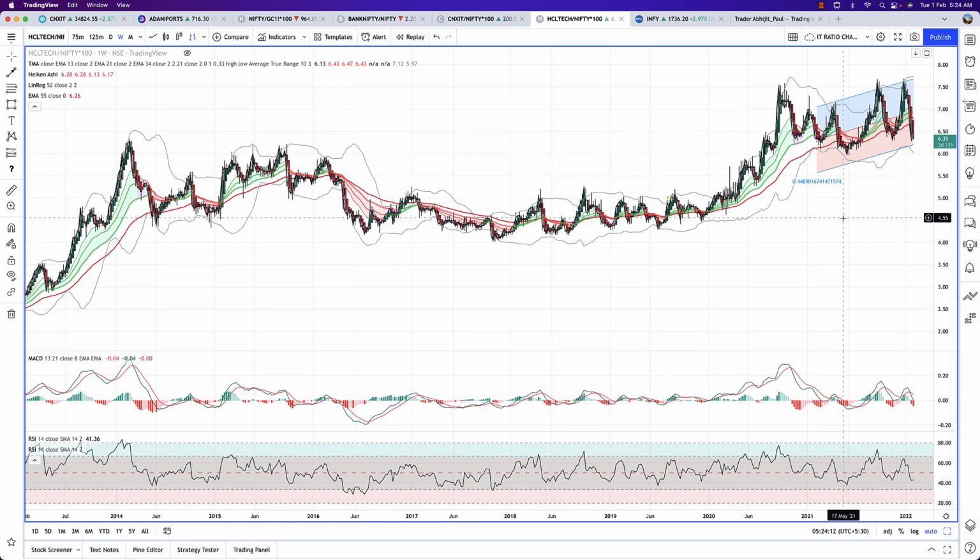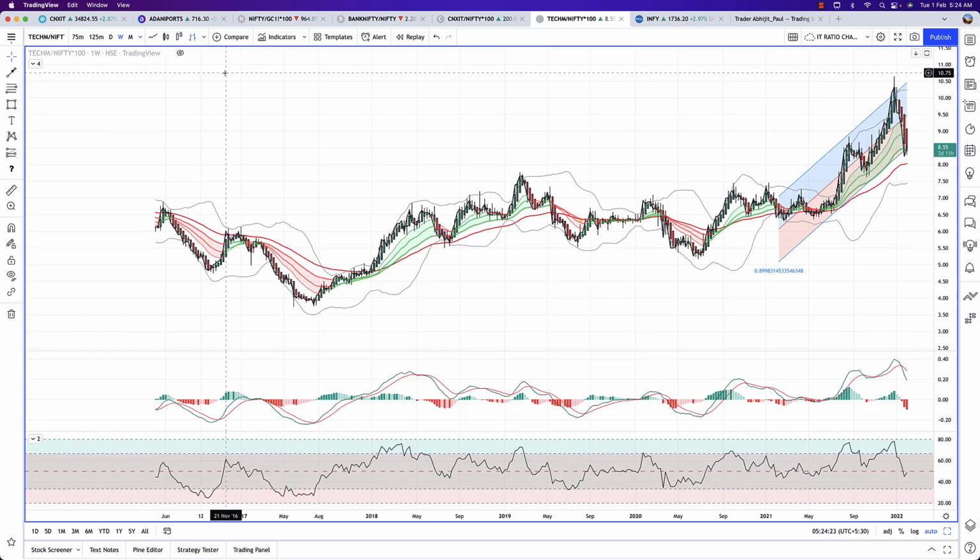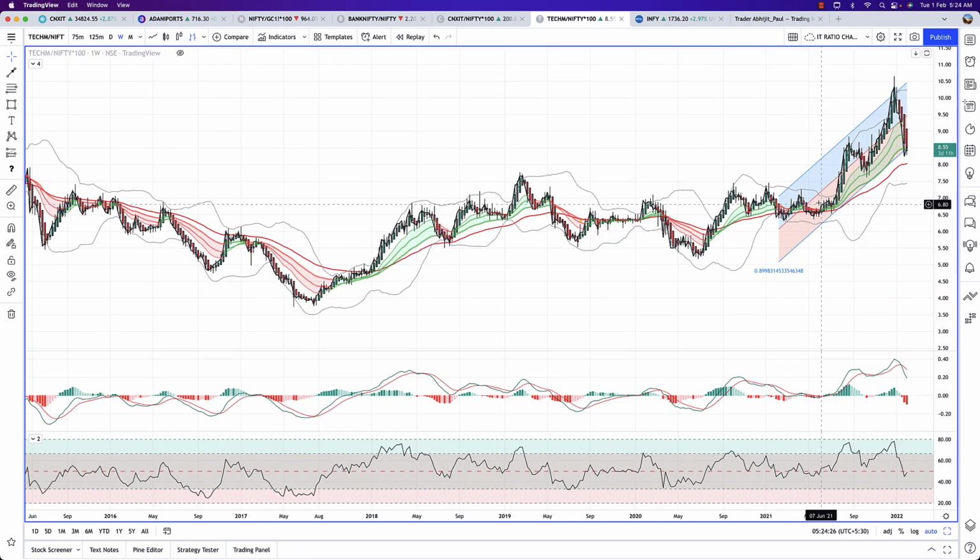Similar story. I think this has some very strong supports. This ratio has some very, very strong supports down here. If this holds, it's good, or else we are heading for weakness. Who's this? Tech Mahindra. Great run.